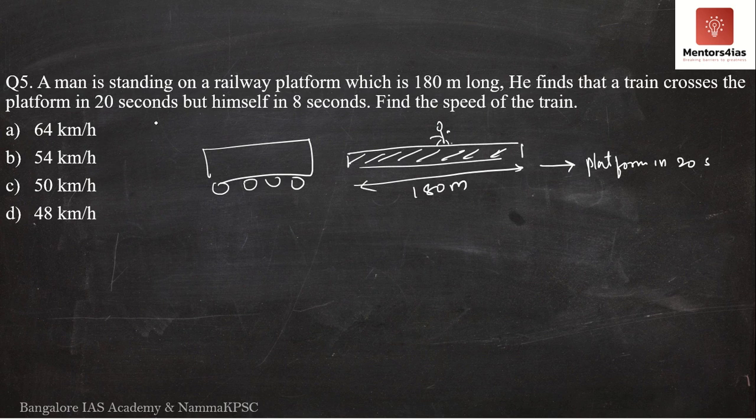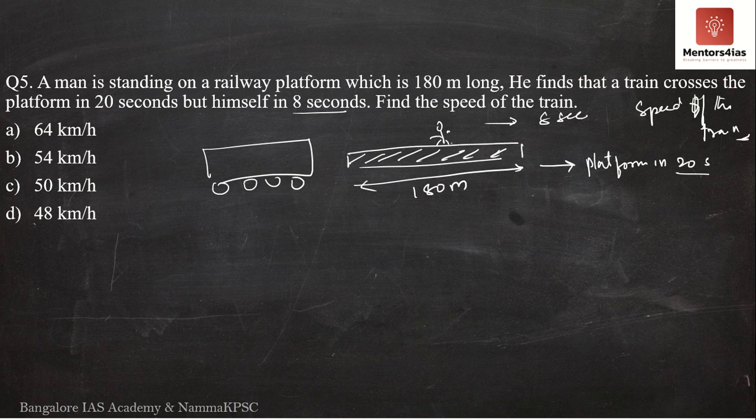But the question also says that the person finds the train to be crossing himself in 8 seconds. I hope you understood. Now the train is crossing the platform in 20 seconds, but crosses the man in how many seconds? 8 seconds. And we have to find the speed of the train. I hope this is clear. This is very simple now.